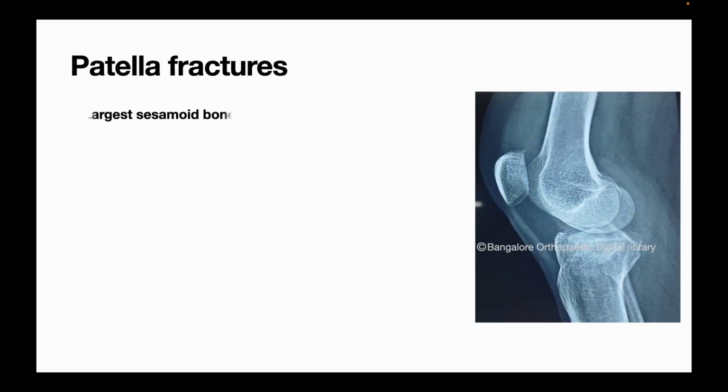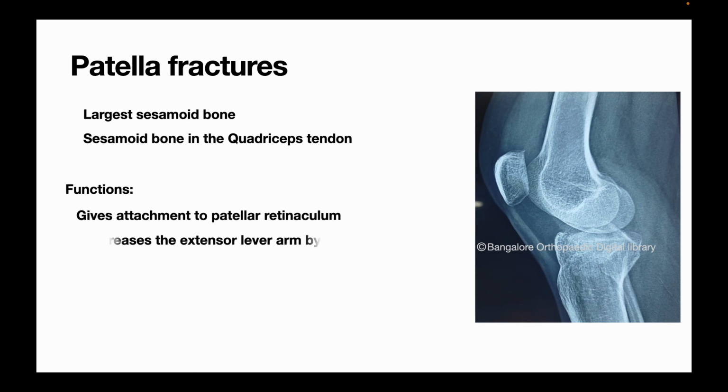Next is patella fractures. Patella is the largest sesamoid bone in the body, formed within the quadriceps tendon. It gives attachment to the patellar retinaculum, increases the lever arm of the extensor mechanism by about 30%, and also stabilizes the knee joint.